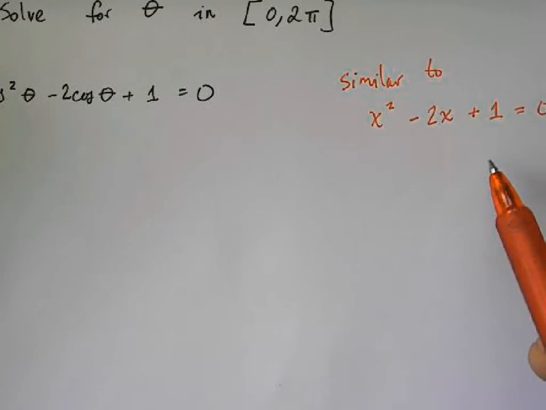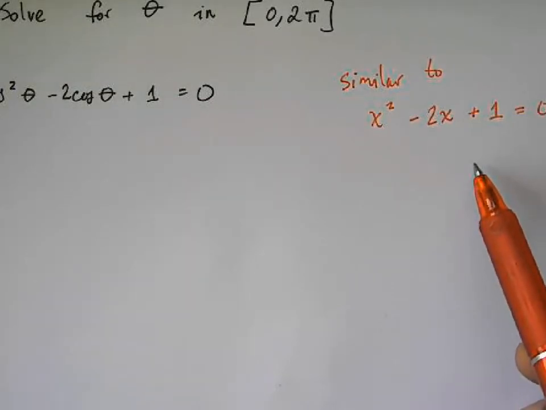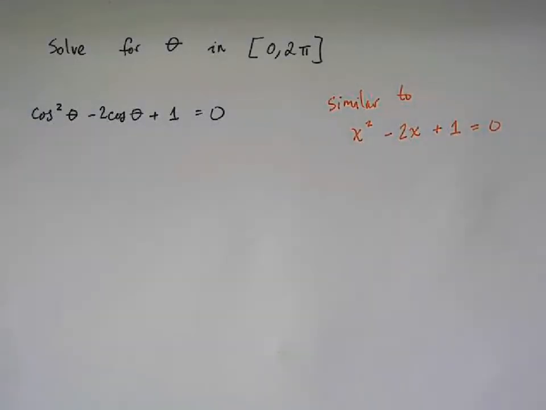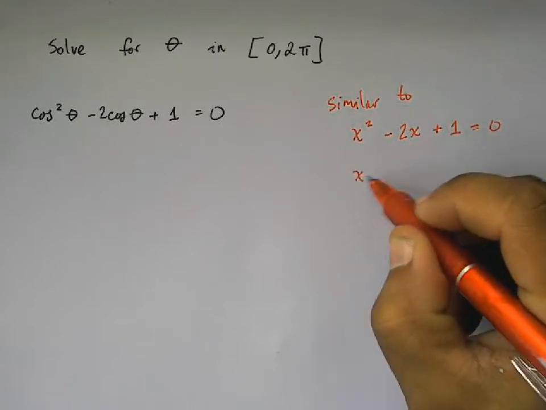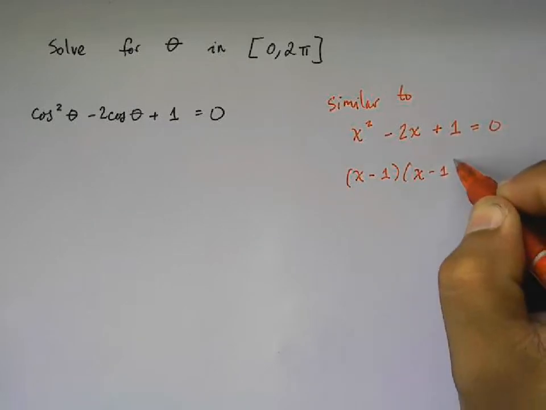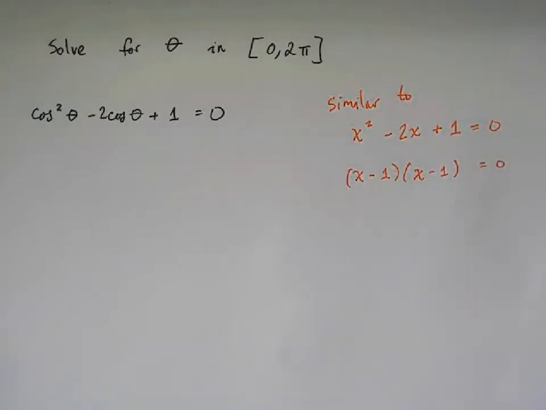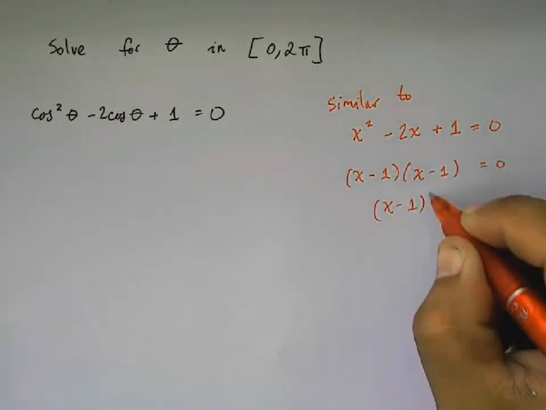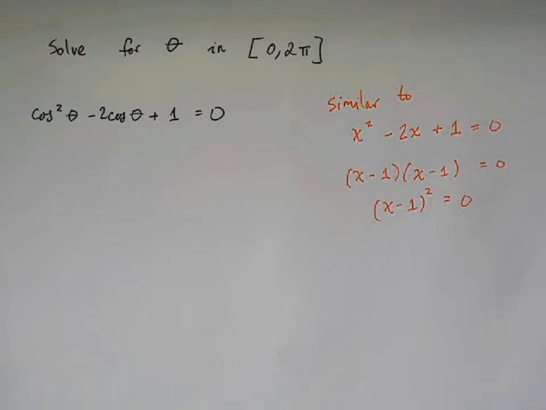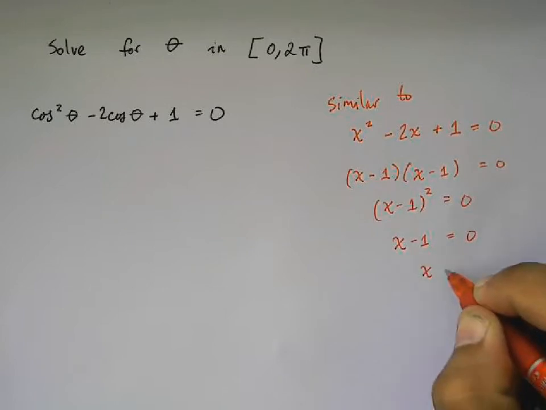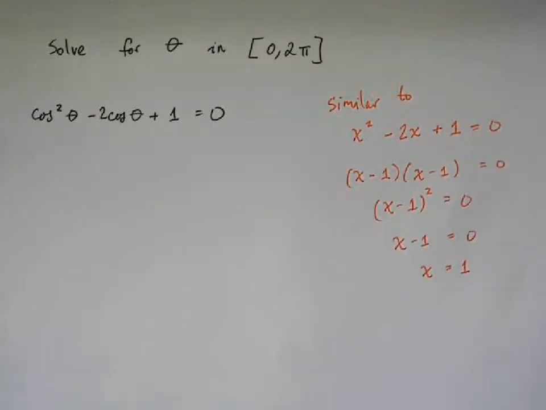Now if we can solve the equation on the right here in red, we should be able to fairly easily solve the equation on the left side. So from algebra 1, we know that we can factor this. This is x minus 1 times x minus 1 equals 0. So we can actually combine these together and we get that x minus 1 quantity squared equals 0. Take the square root of both sides. x minus 1 equals 0, and that means x is equal to 1.